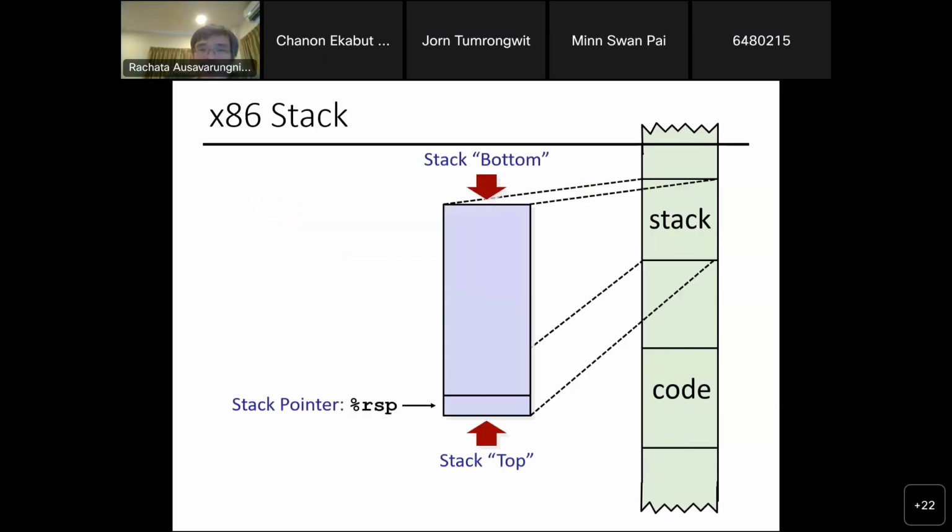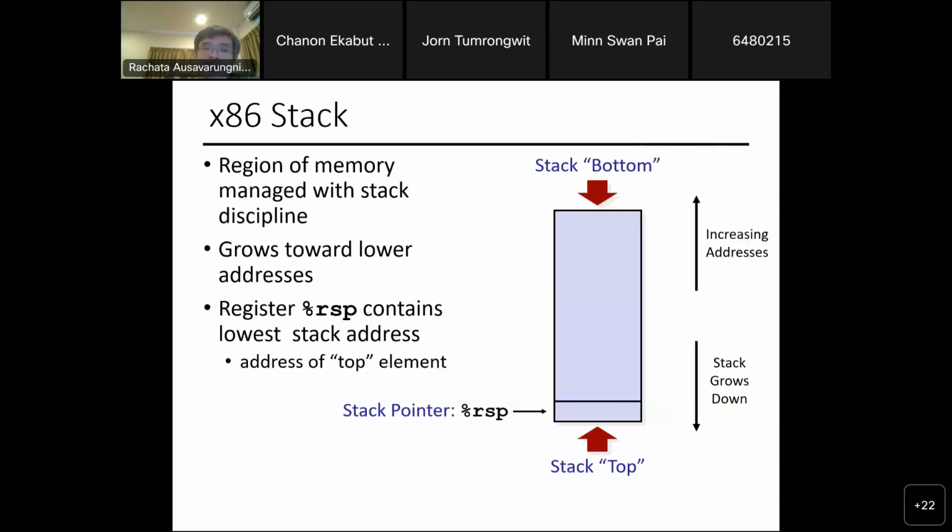And the x86 stack has the top and the bottom. The top would be pointed by RSP. That's the stack pointer that manages the top of the stack. The region of the memory, again, managed in stack discipline, so you can push and you can pop. All right. RSP would contain the lowest address. So over here, the stack will grow downward. And here's the high address.